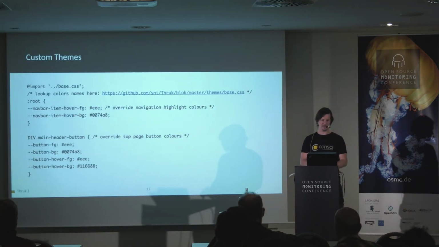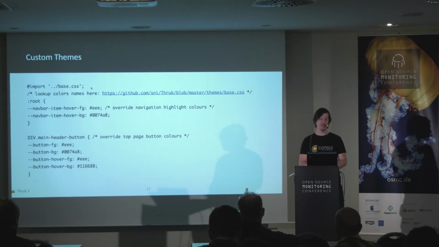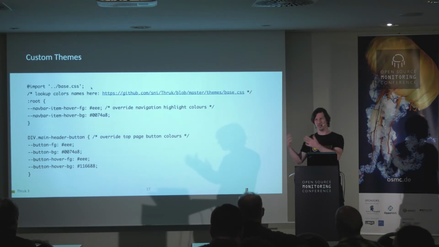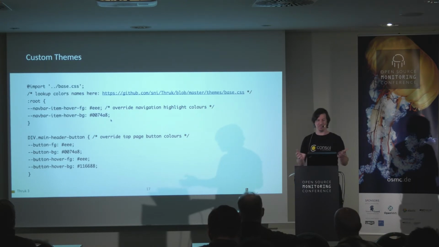And that's what a minimal custom theme looks like. Or it could be even smaller, of course. Basically, you import just the base CSS and override colors. All colors you've seen in Thruk are CSS variables. There are like 122, and you can override them if you like, but you don't have to override all of them. Usually you just choose the light or the dark theme and you work on top of it, and then you add a few highlights here and there, like in this example.